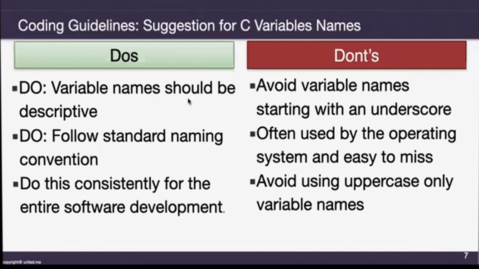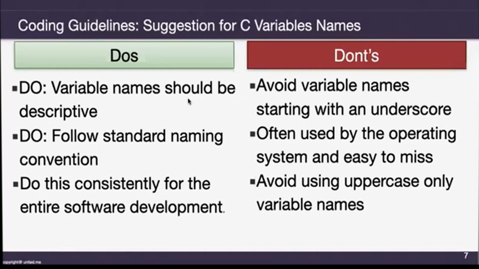Then do this consistently for the entire software development. Any software you are developing, the naming conventions or rules which you have in your mind should be descriptive and standard, and you should follow all of them in all the naming conventions of your program. For example, if you are starting one variable name with an underscore, then you should start all variable names with an underscore.